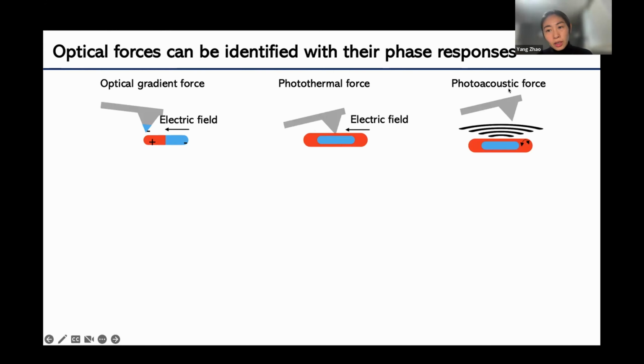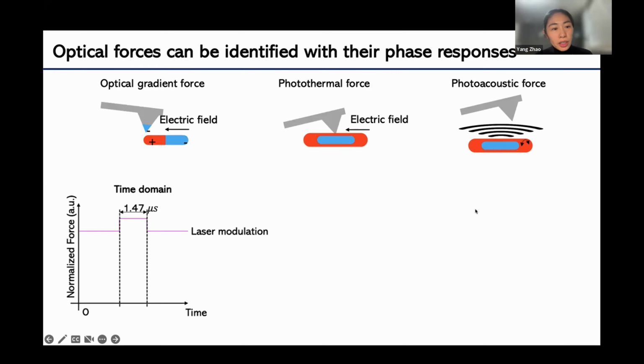And the photoacoustic force, on the other hand, comes from the pulsed light, right? If your light is pulsed, with a certain time range of these pulses, you could generate a thermal expansion and then a contraction because the particle is going to cool down. And this expansion and contraction will generate the propagating acoustic wave, and that interacts with the probe, both on the tip side and also on the cantilever. If you're modulating your optical pulse in a particular way in the time domain.